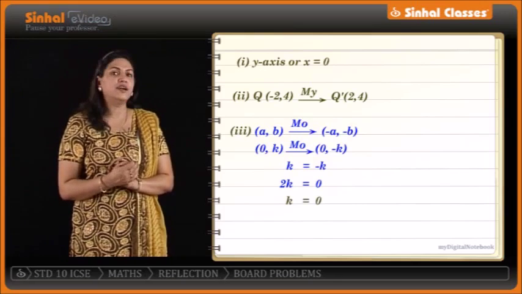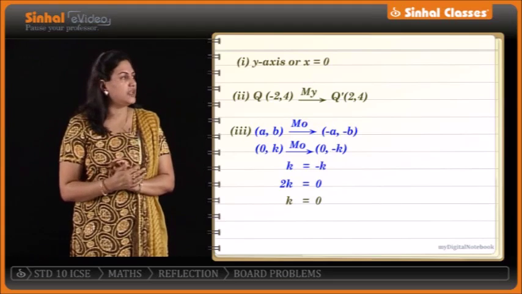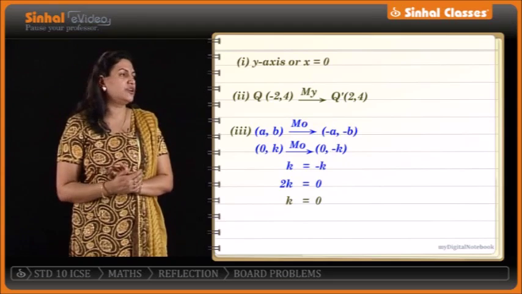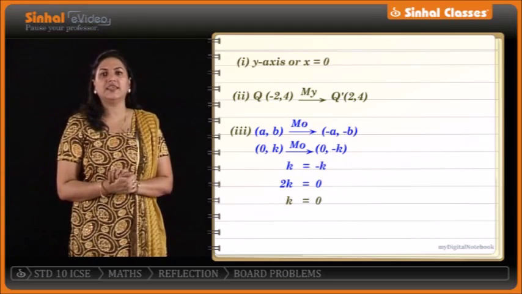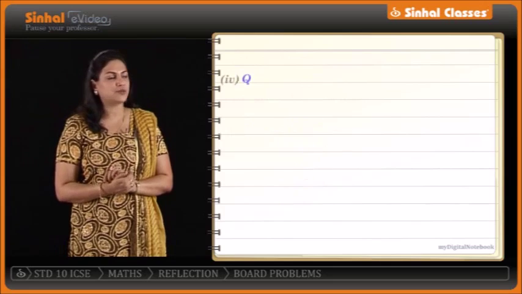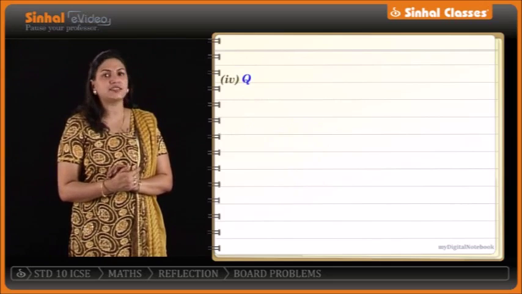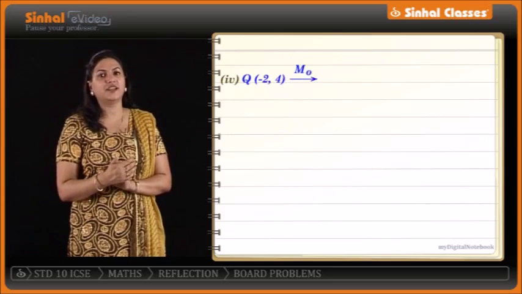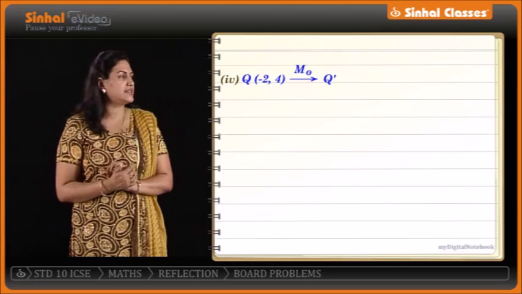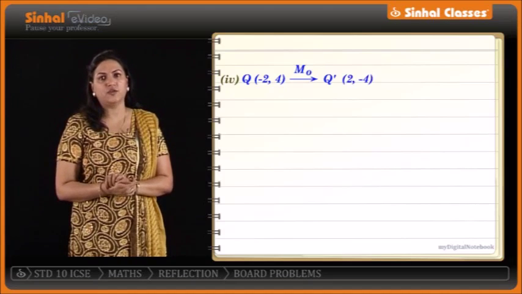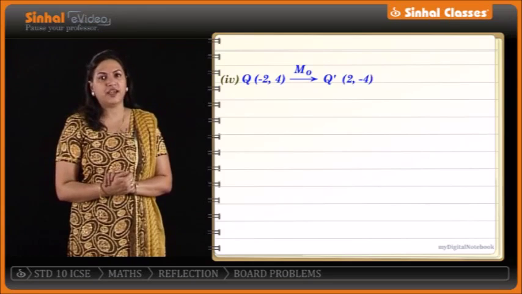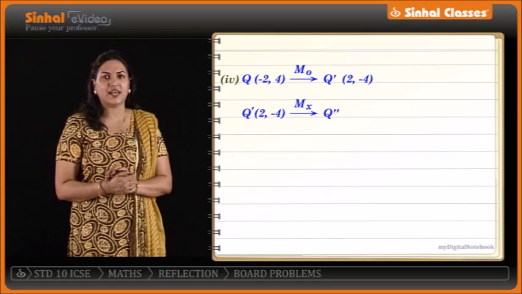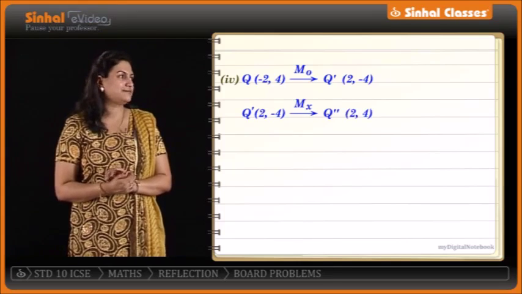Now in the next part, write down the coordinates of the image of Q obtained by reflecting it in the origin, followed by reflection in the x-axis. So we take this point Q with coordinates as -2, 4. Reflect this in the origin, we will get Q dash with coordinates as 2, -4. Now this point is reflected in the x-axis. We will get Q double dash with coordinates as 2, 4.